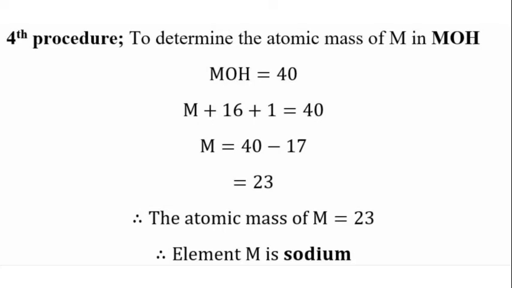To get the value for metal M, we take the relative atomic mass from the molar mass, which is 40, minus the atomic mass of oxygen, 16, plus the atomic mass of hydrogen, which is 1. The total is 17. So we take 40 minus 17. The rest is 23. According to that value, 23 represents the atomic mass of sodium. So the metal M is sodium.